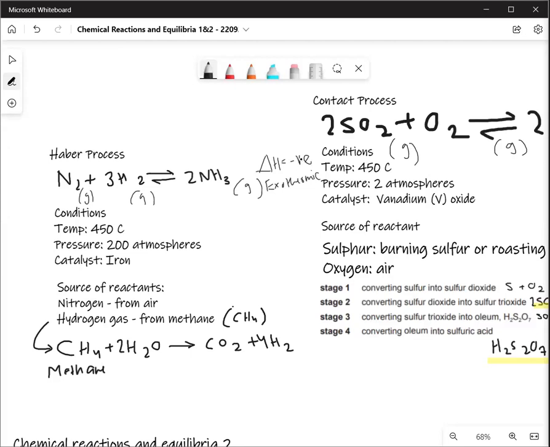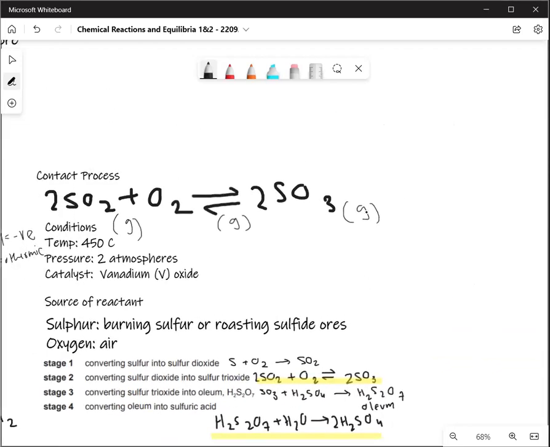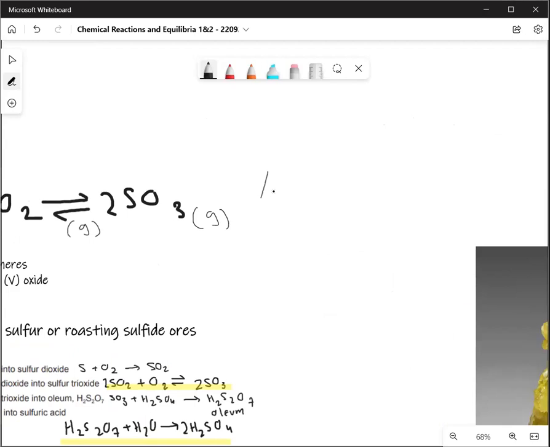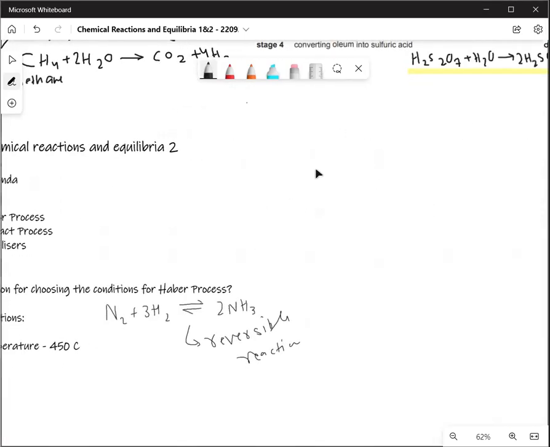Done, sir. Okay, let's look at the contact process. The same thing is true for the contact process. Delta H is negative, which means it is also exothermic. Write this down. If you're done, let's move on.